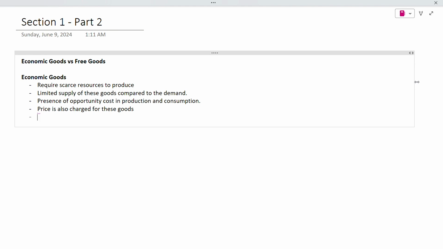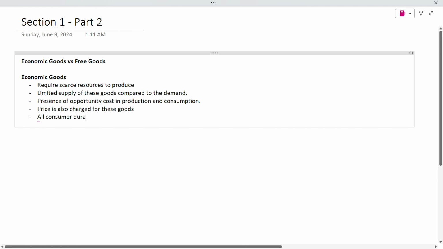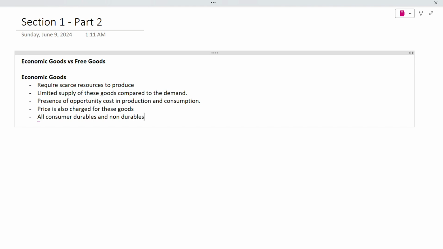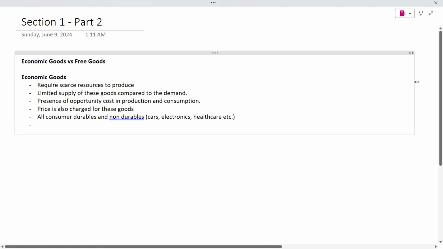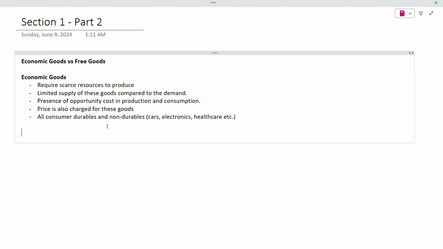So these are the basic characteristics of economic goods, and examples are all consumer durables and non-durables. Consumer durables and non-durables are basically the consumer goods, such as your cars, electronics, healthcare, and so on. All of these are examples of economic goods. All the goods and services that are out there require some resources to produce, and therefore these goods include cars, electronics, healthcare, and so on.